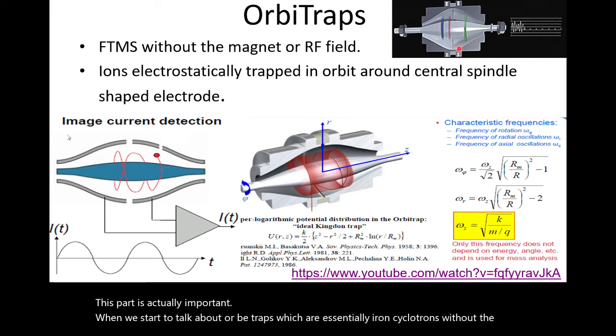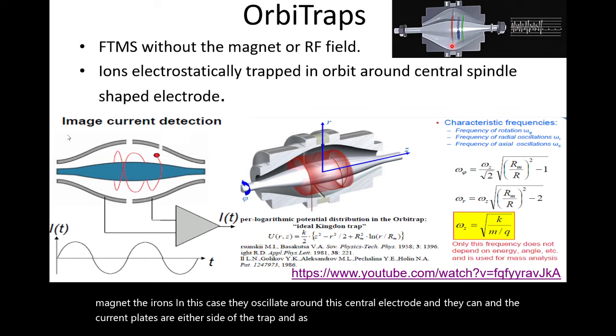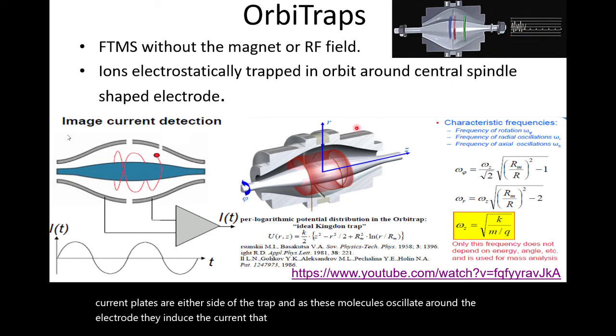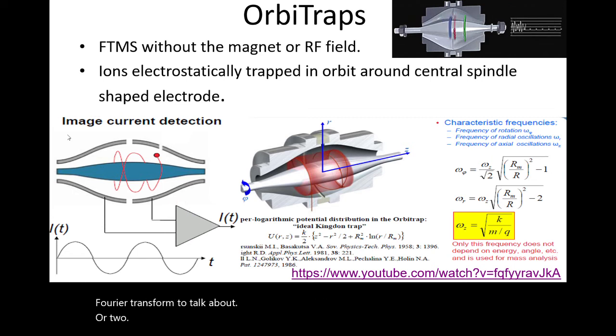The ions in this case oscillate around this central electrode, and the current plates are either side of the trap. As these molecules oscillate around the electrode, they induce the current that we talked about before. And you can again do a Fourier transform to measure the mass of those molecules.